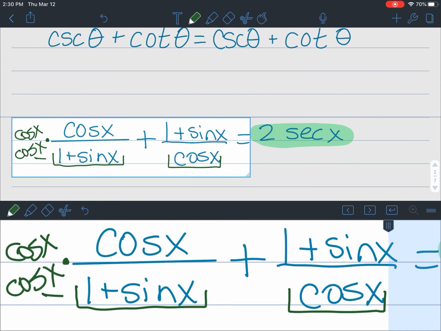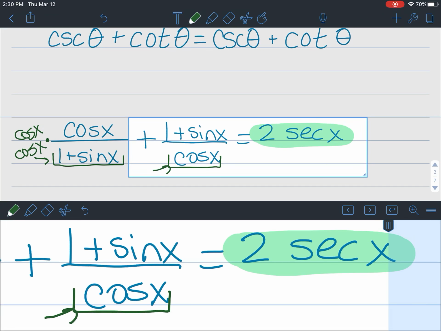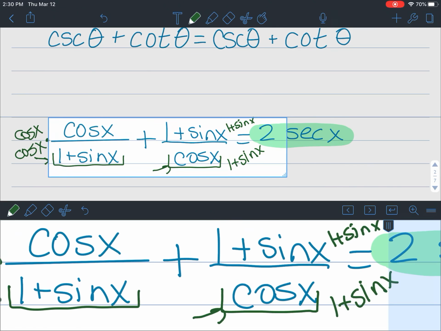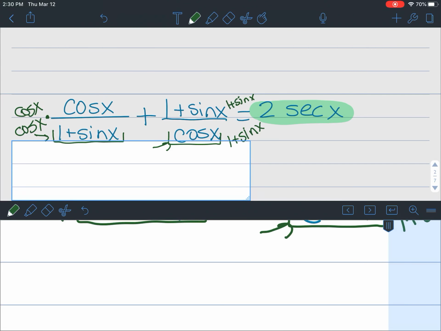We need a cosine x on the bottom so that there's a common denominator, and we have to put one on the top because that's the only way you're allowed to do it. This second fraction is going to need a 1 plus sine x on the bottom, and therefore it's going to need another one on the top, because the only way you're allowed to do this is if you multiply the top and bottom by the same thing, because that's just multiplying it by 1. Okay, so let's come down here and clean this up.